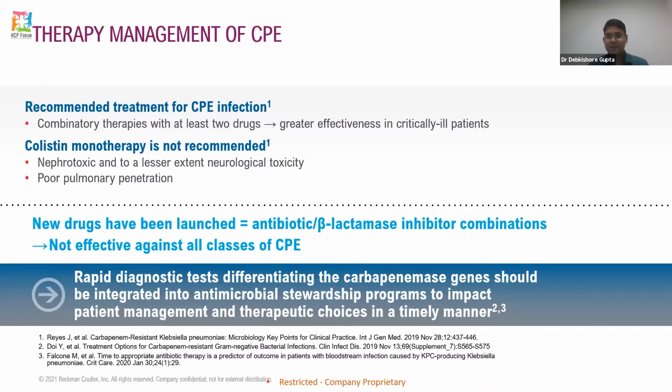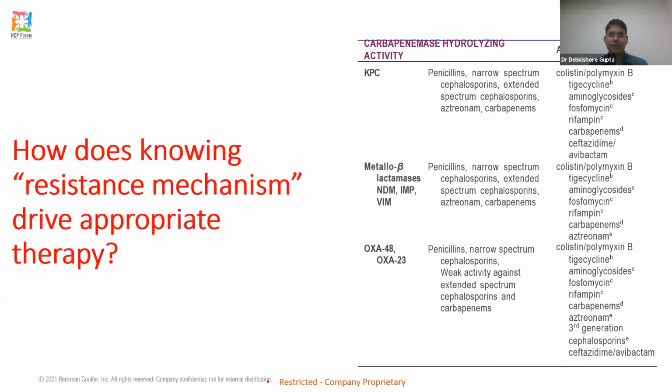So rapid diagnostic tests differentiating the Carbapenem genes should be integrated into antimicrobial stewardship programs to impact patient management and therapeutic choices in a timely manner. So this is essential that we have to start this rapid diagnostic test to have a robust antimicrobial stewardship program.